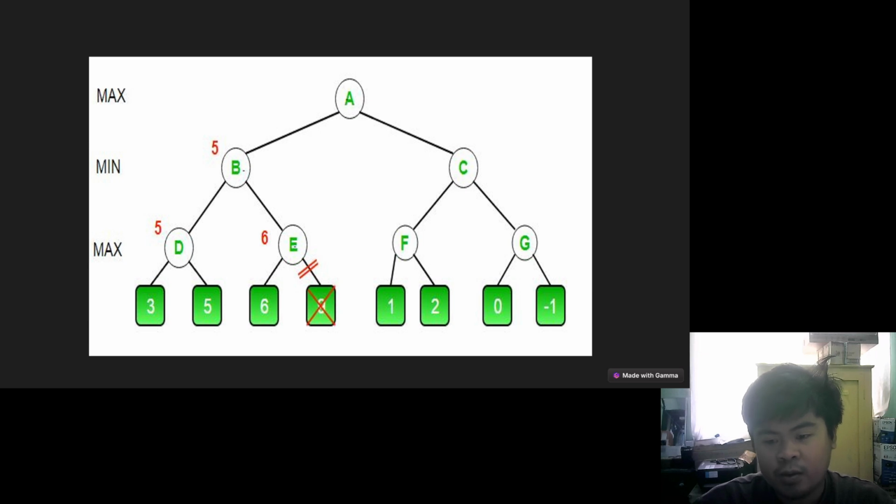At C, beta is equal to the minimum of positive infinity and 2. So the condition beta less than or equal to alpha becomes true, as beta is equal to 2 and alpha is equal to 5. So it breaks and it does not even have to compute the entire subtree of G.